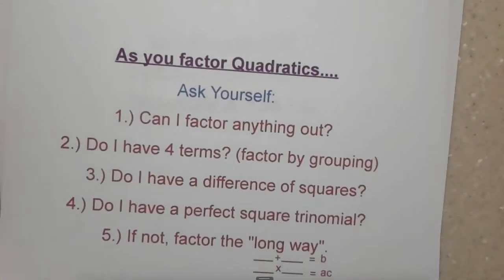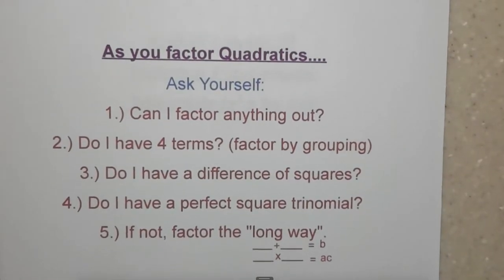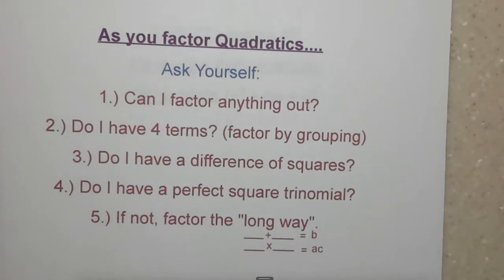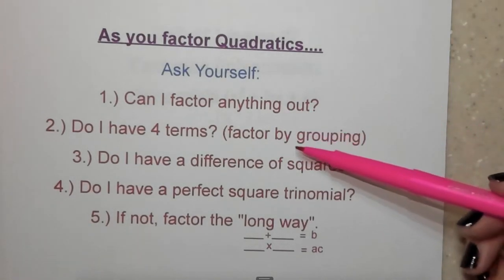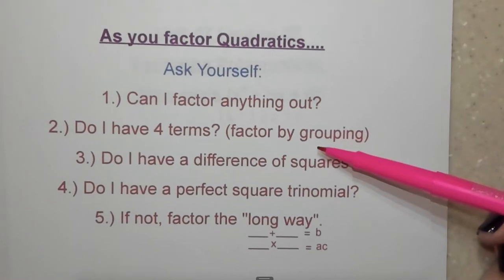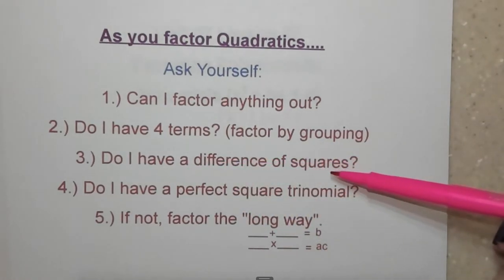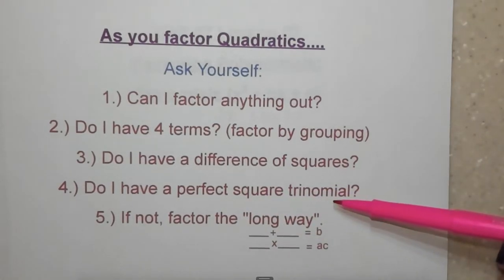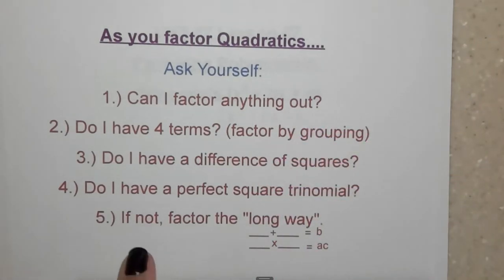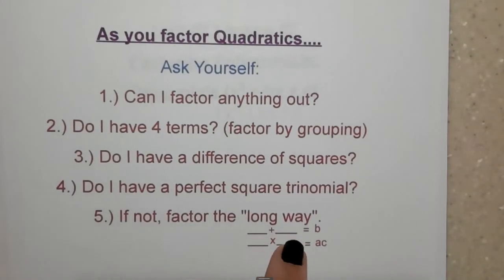I want to remind you about the checklist, the 5 questions that you need to be asking yourself as we're factoring quadratics as we approach each one. First question, can you factor anything out? If you can, you should. We haven't done grouping yet, so don't worry about the grouping yet. Difference of squares, right? That's a fair question now because you've learned difference of squares. So I can throw a difference of squares at you anytime, and you need to be able to spot it. If not, maybe you have what's called a perfect square trinomial. We haven't done those yet. And if not, you go all the way down here to what's called the long way. What I'm going to teach you today is the long way.